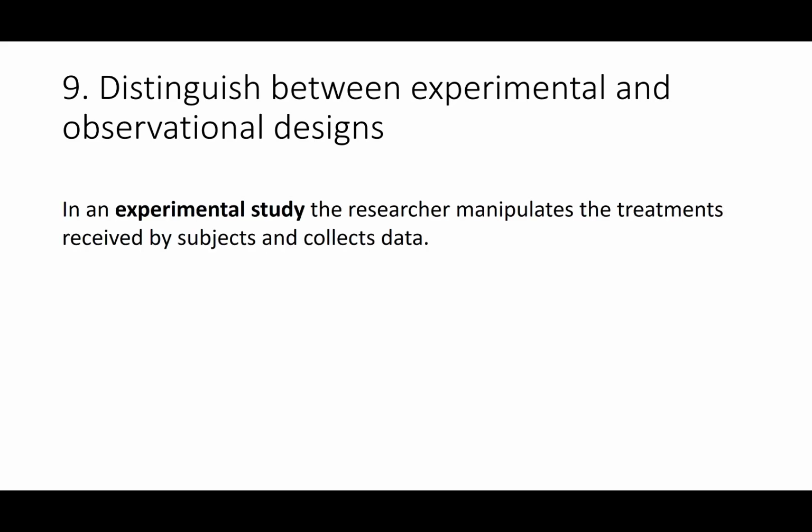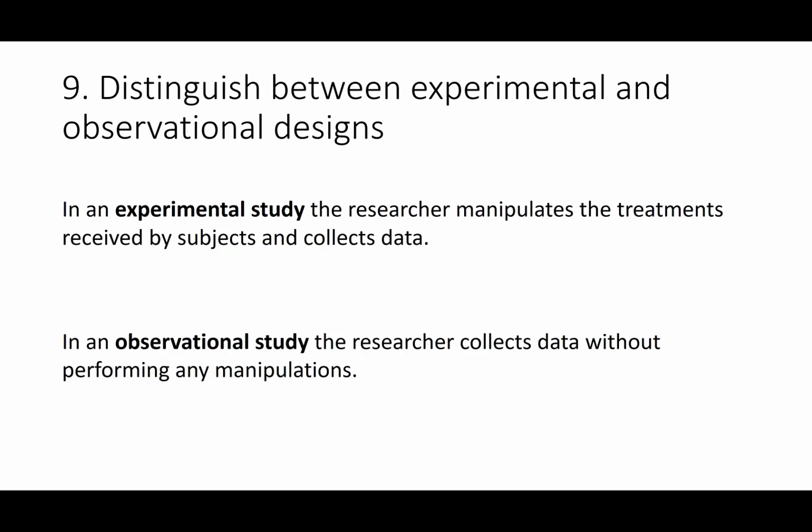In an experimental study, the researcher manipulates the treatments received by the subjects and collects data. This is also known as a scientific study. In an observational study, the researcher collects data without performing any manipulations. This is also known as a non-experimental study.